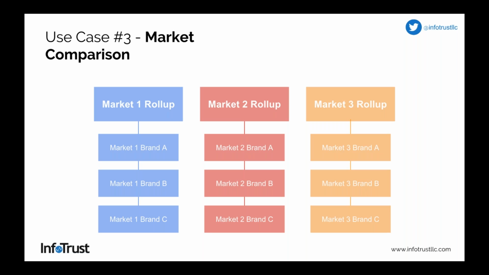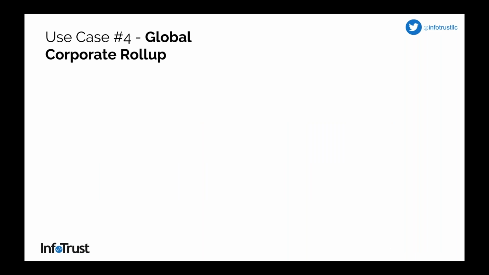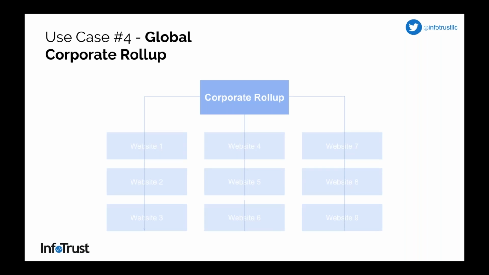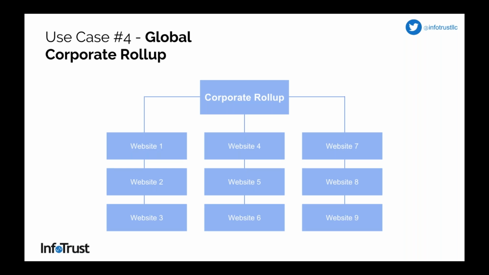So this is another great use case that we've seen with a lot of publishing clients, but this does make sense also for some other types of companies as well. And then the last use case here that I'll be sharing with you is the global corporate rollup. For this example, you might just be a publishing company that operates 20, 30, 40 different websites and apps. In this instance, you might just want to see everything rolled up into one, and then be able to compare and contrast all of those against each other.